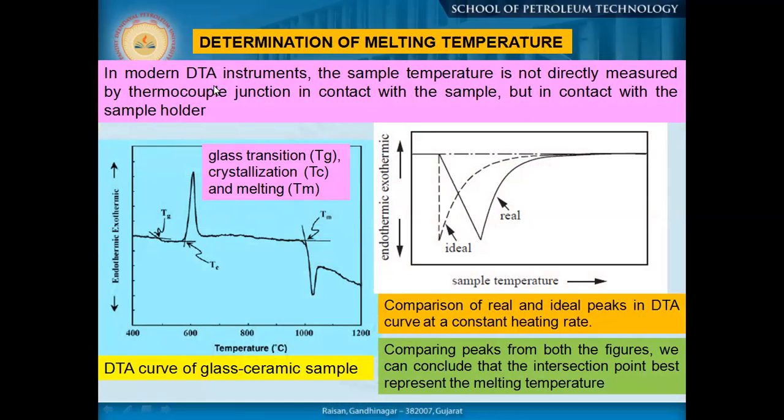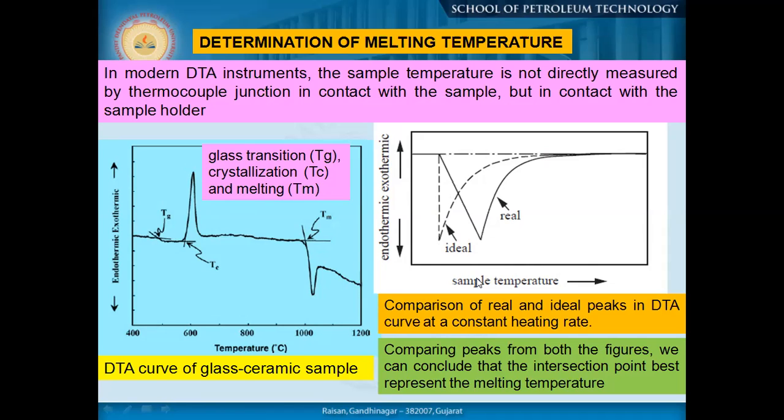So in a modern DTA instrument, the sample temperature is not directly measured by a thermocouple junction in contact with the samples. I discussed this earlier also. The thermocouple is slightly away from your sample holder. Maybe a very small difference, but it is away from the sample, though in contact with the sample holder. So not with the samples but with the sample holder, that means where it has been held. That's why you see there may be a slight difference.